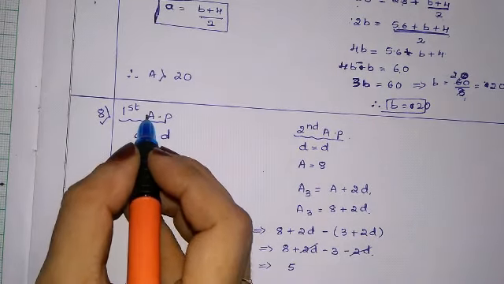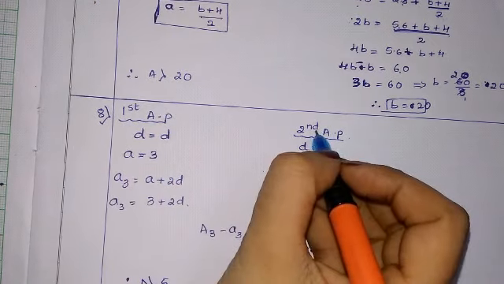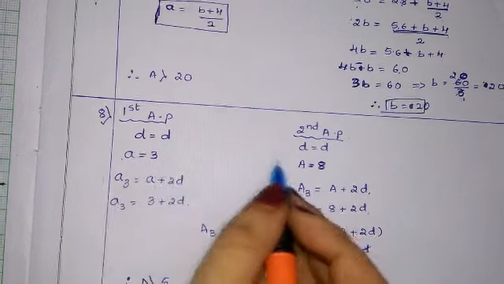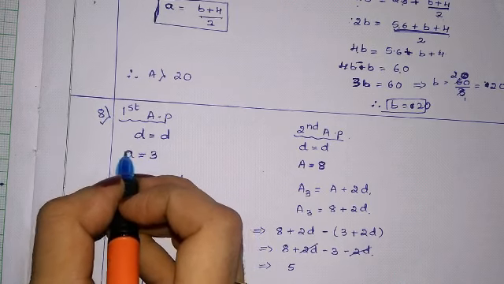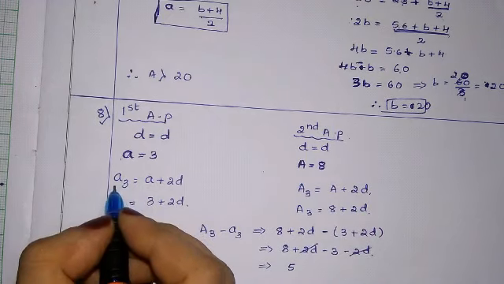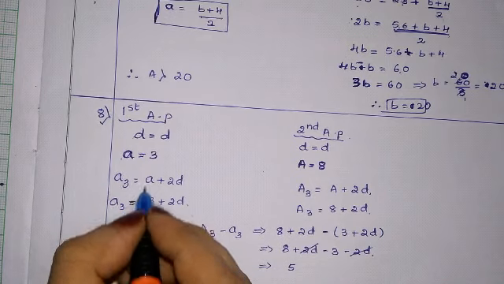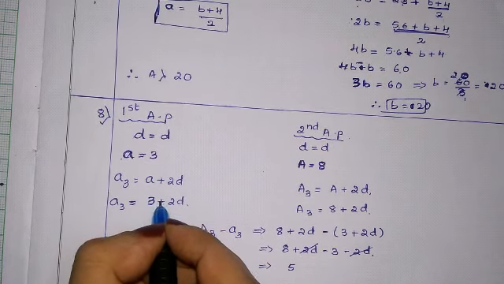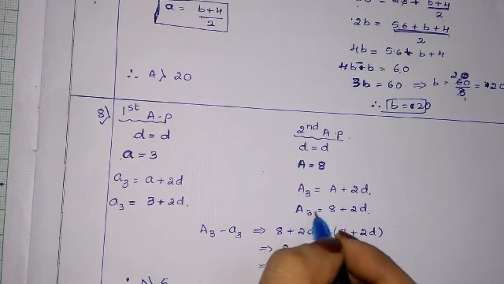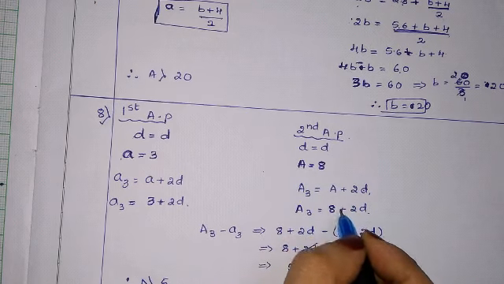In the first AP, the first term is 3, which I'll write as small a. And in the second AP, the first term is 8, as told in the question. To make the difference, for the first AP I'll take small a and for the second AP I'll take capital A. Now the third term of the first AP is a plus 2D, that is 3 plus 2D. And the second AP's capital A3 is A plus 2D, and the capital A value is 8 plus 2D.